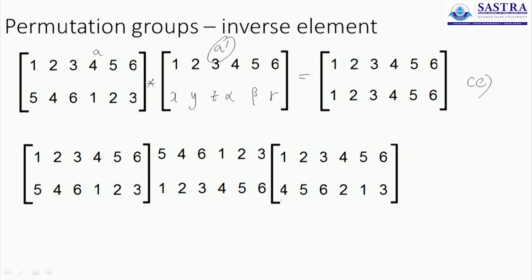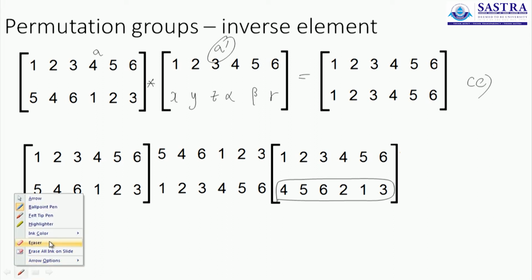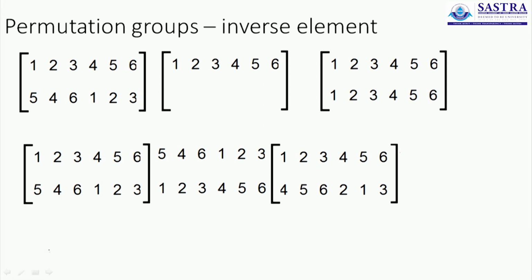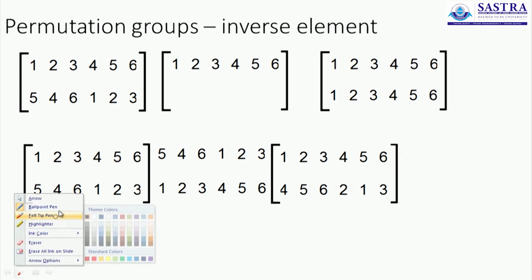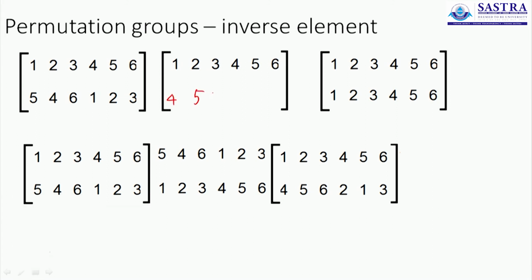I say the inverse is 4, 5, 6, 2, 1, 3. I claim that the inverse is actually 4, 5, 6, 2, 1, 3. That's what I claim. I have written that as the answer at the bottom. And I'll show you why it is right first, and then I'll show you how I'm doing it.